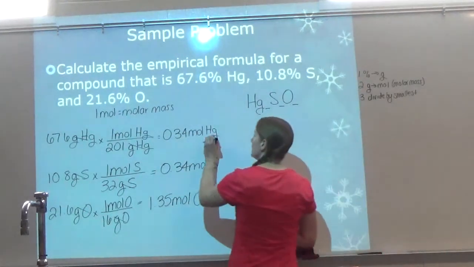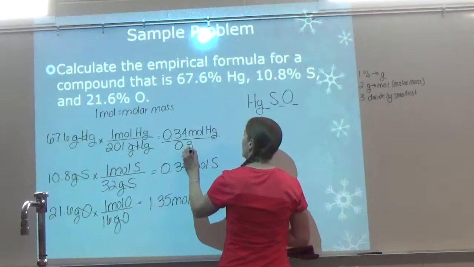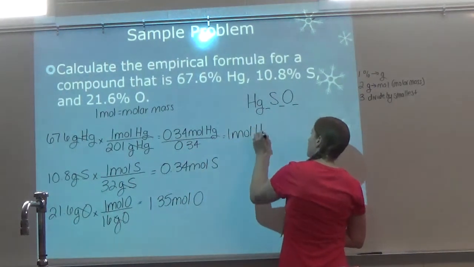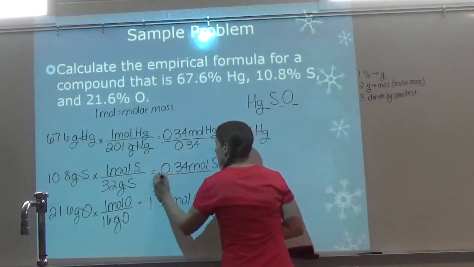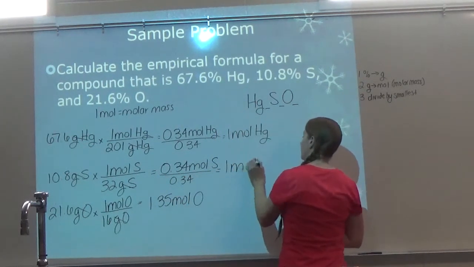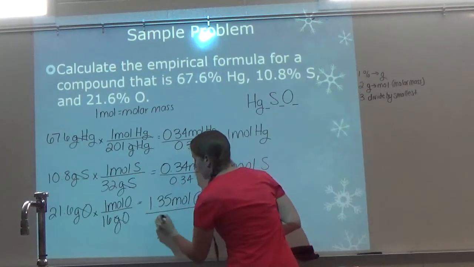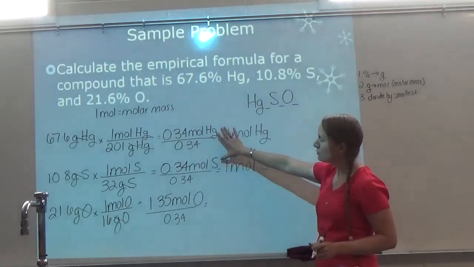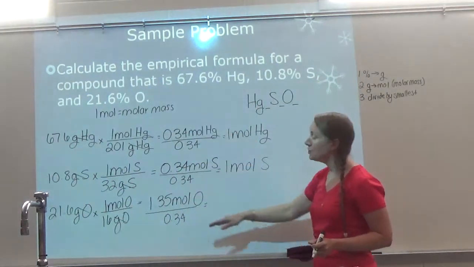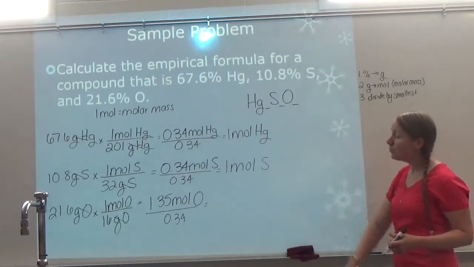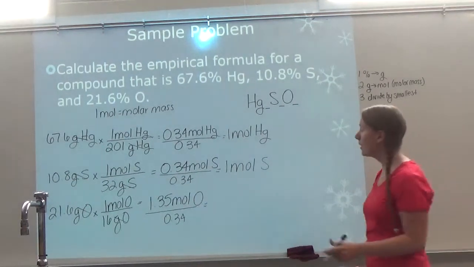So see, what happens is if I take 0.34 and divide it by itself, I'm going to get 1. I'm also going to do the same thing here, and I'm going to get 1. And then I'm going to divide the last one. So see, I found my smallest, which is 0.34, and I divide each one by the smallest number. So that's step 3. And when I divide 1.35 by 0.34, I get 4.